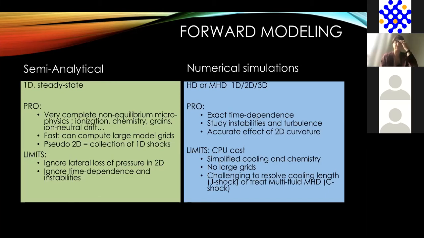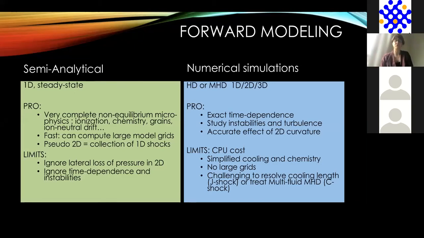For the numerical simulations, it's the opposite. The advantages are you have the exact time dependence. So you can have a time variable jet or a time variable wind. You can study the instabilities and turbulence that can develop at the rear of the shock. You can also treat the curvature accurately, but the limitation is the CPU cost.